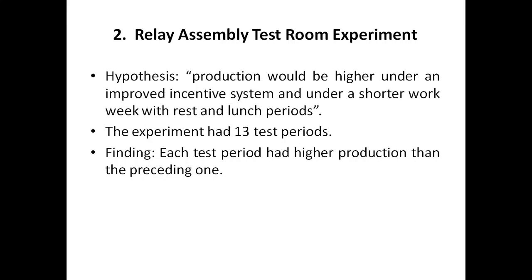The experiment had 13 test periods. In period 1, an accurate measure of each girl's production under typical work conditions was taken. Whereas in period 2, the aim was to determine the effects of a change in workplace upon production. In period 3, they introduced a change in the method of payment. In period 4, two rest pauses of 5 minutes each were introduced. In period 5, the rest periods were increased to 10 minutes.